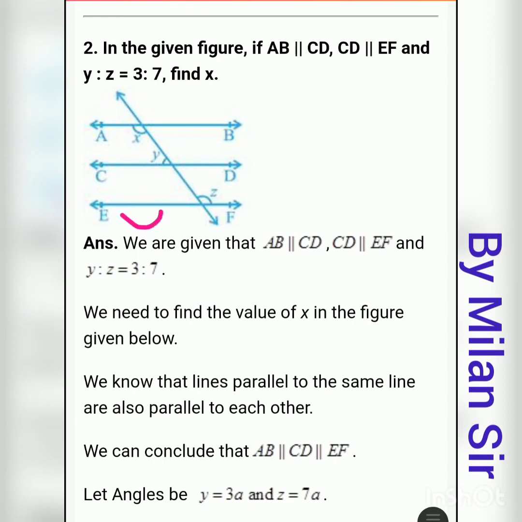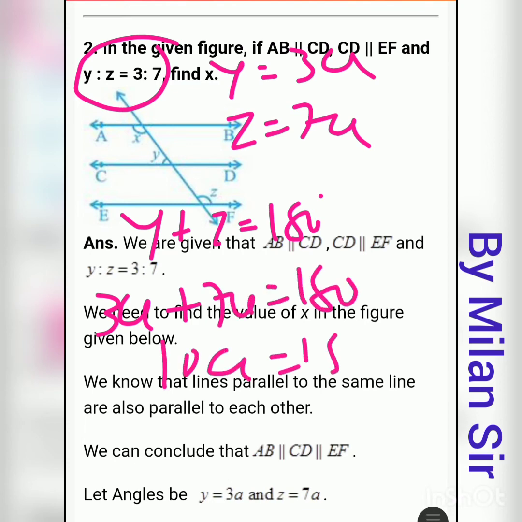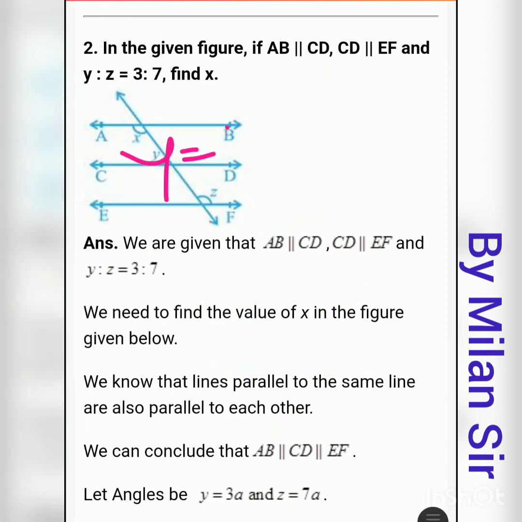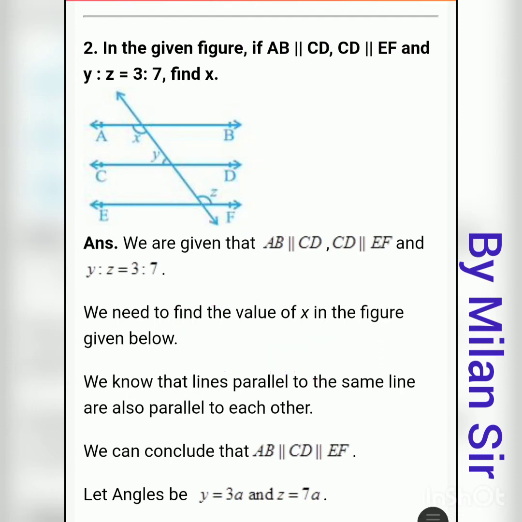So we can use the concept y plus z is equal to 180 degrees, and from the ratio we can assume y is equal to 3a and z is equal to 7a. Now put these values here: 3a plus 7a is 180, 10a is 180, so the value of a is 18. So y is equal to 3a, 3 multiplied by 18 is 54, and z is equal to 7a, 7 multiplied by 18 is 126. So from here we get the values of y and z.